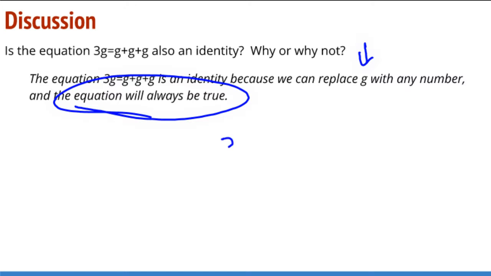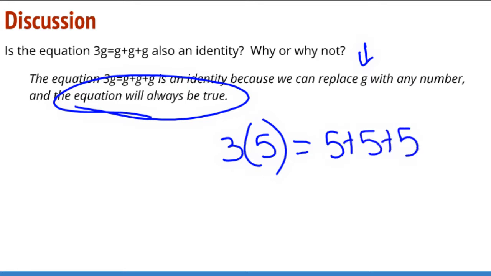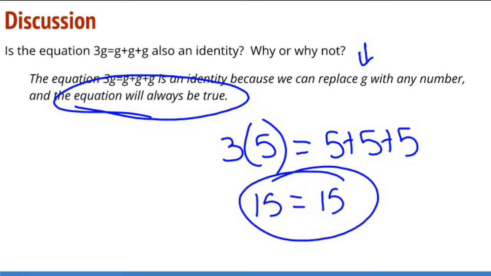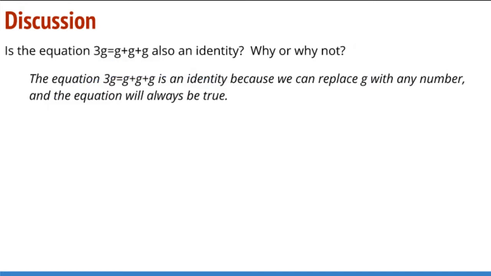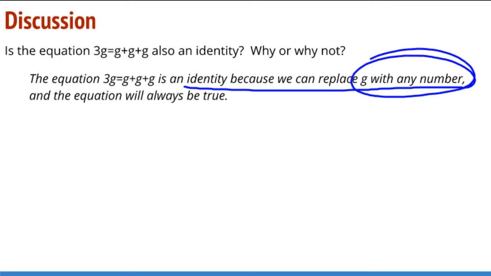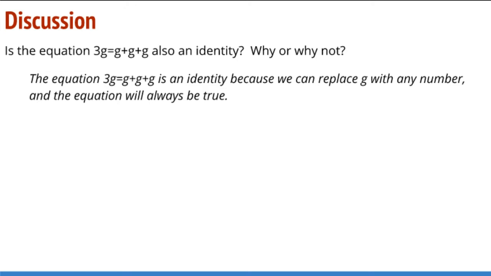So for example, going back to my 5 there, I can put a 5 in there. 5 plus 5 plus 5. So I have substituted a 5 for the letter G, and this is 15, and this is 15. So that's a specific example, and of course the question is, can I put in any number that I want to for G and have that work? And we've said yes, it's an identity. So I can replace G with any number and they will always be equal.